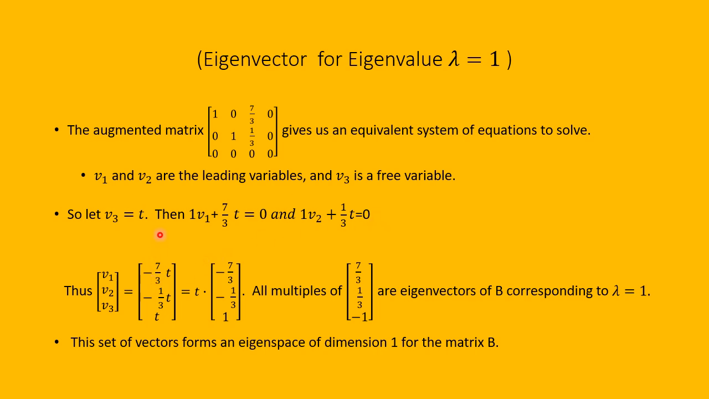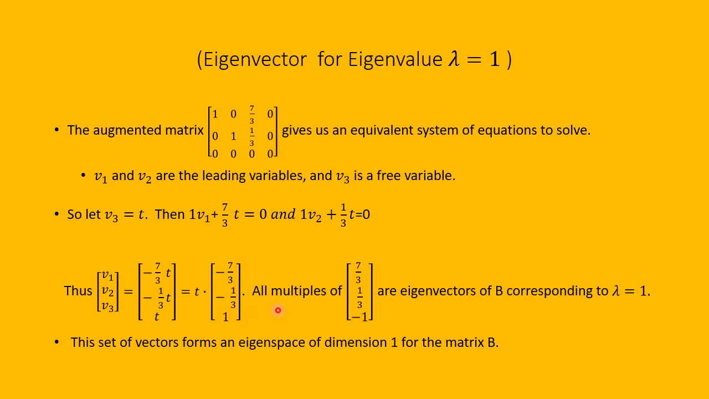So that tells us then, by solving these two equations for V1 and V2, that V1, V2, and V3 are minus 7/3 t, minus 1/3 t, and t. Remember, we set V3 equal to t as the free variable, and then we solved for V1 and V2. Okay, and then we can factor out a t from each of these components. This is equal to t times the vector minus 7/3, minus 1/3, and 1.